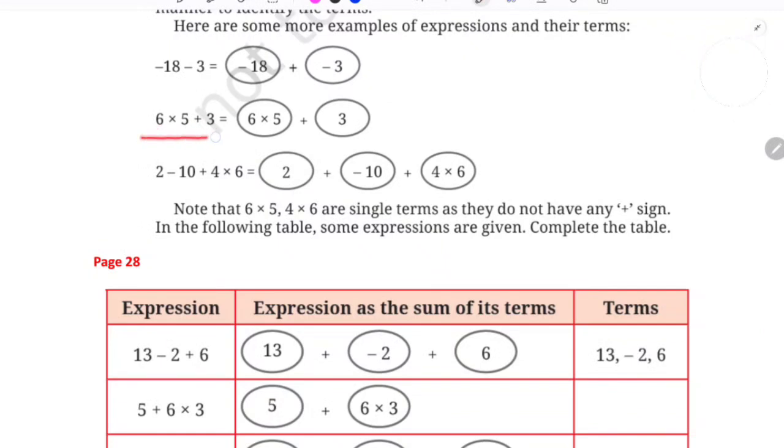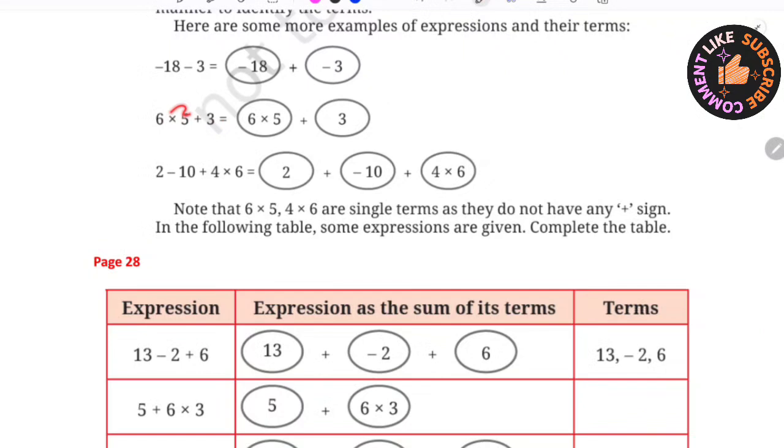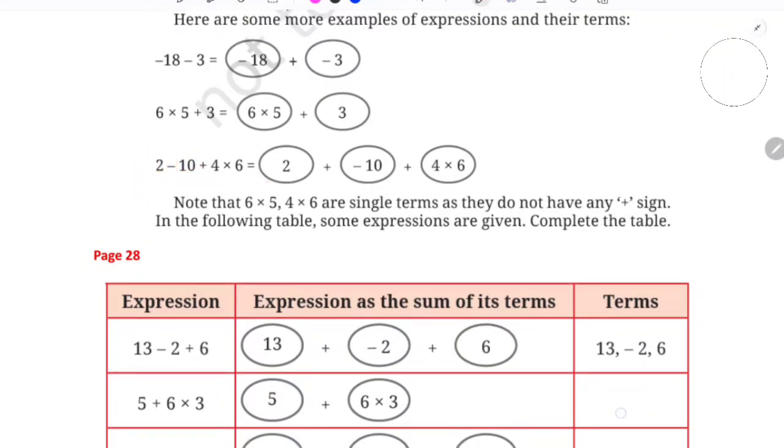Similarly, 6 multiplied by 5 plus 3. When there is multiplication, it is done before addition. So 6 multiplied by 5 is one term, plus 3 is another term. So in this case also, if you see multiplication, so this is one term. 4 multiplied by 6 is a separate term. Minus 10 is another term and 2 is another. So here we have 3 terms in the expression.